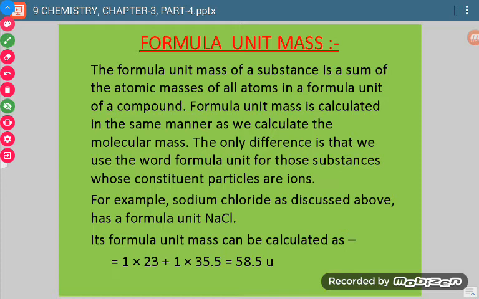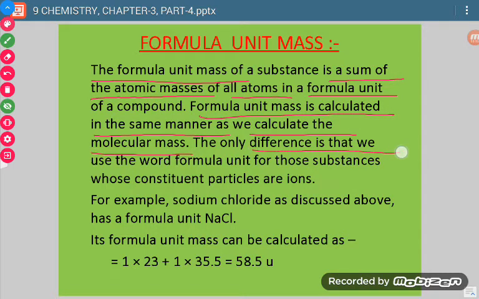Formula mass or formula unit mass, it is one and the same thing. The formula unit mass of a substance is the sum of the atomic masses of all the atoms in a formula unit. Formula unit mass is calculated in the same manner as we calculate the molecular mass. The only difference is that we use the word formula unit for those substances whose constituent particles are ions.